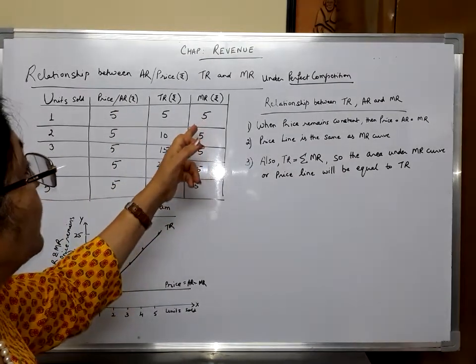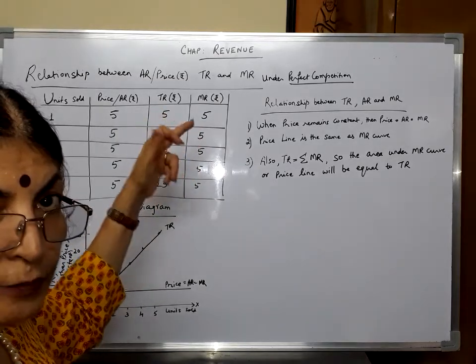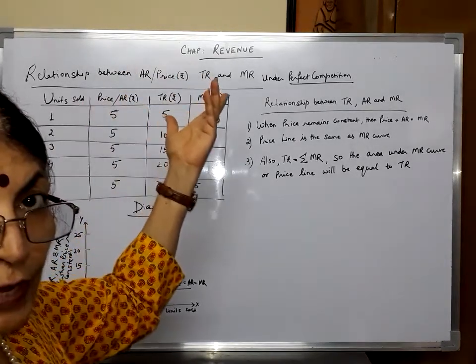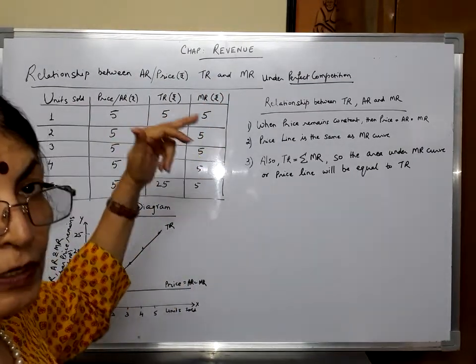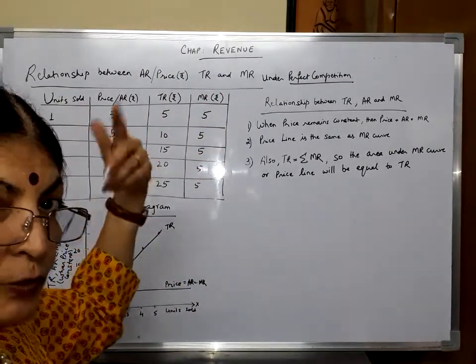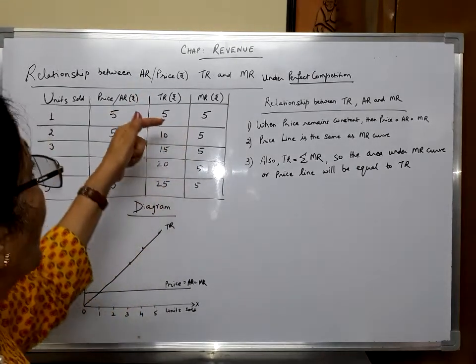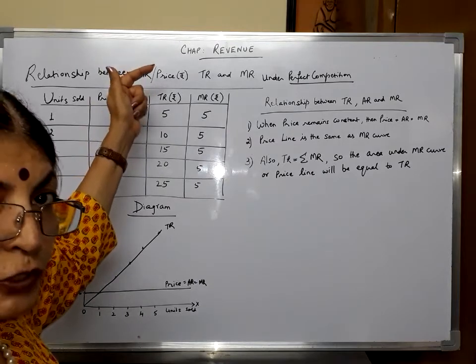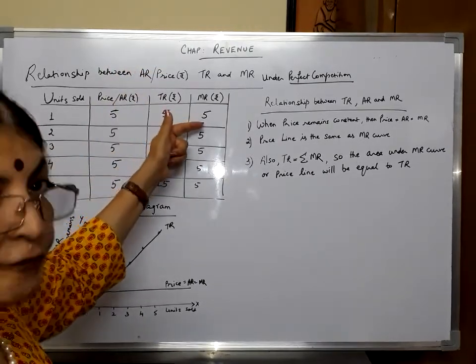Then marginal revenue is total revenue of n units minus total revenue of n minus 1 unit. For the first unit, that is 1, the previous unit is 0. Hence total revenue of the first unit is 5. The total revenue of 0 units will be 0. So 5 minus 0 is 5.